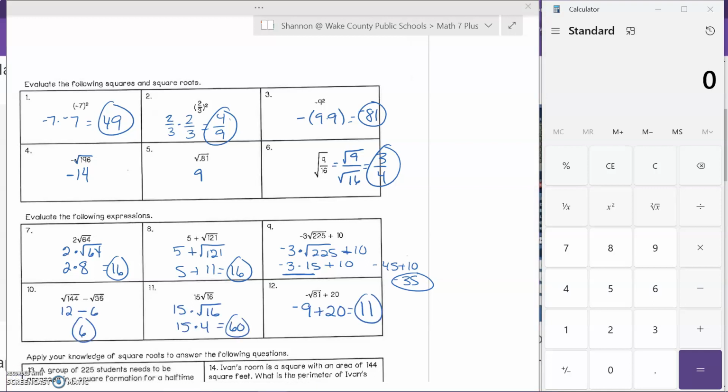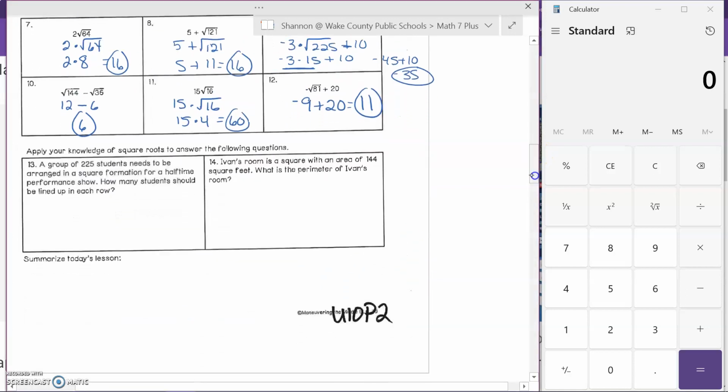Okay, for number 10, square root of 144 is 12. Square root of 36 is 6. We subtract, we end up with 6. 11 is 15 times the square root of 16. Square root of 16 is 4, times 15 would be 60. And then number 12 is the opposite of the square root of 81, so that'd be -9. Add 20 and you get 11. So we can evaluate some equations and some expressions with square roots in them.